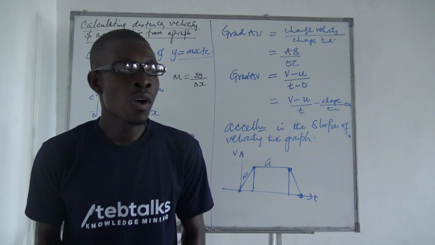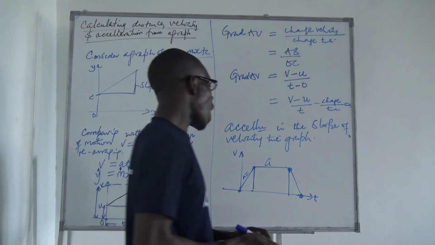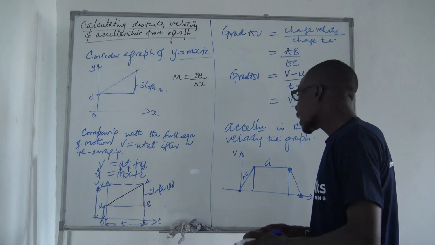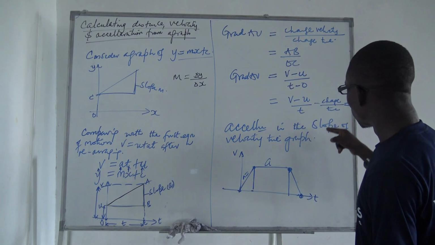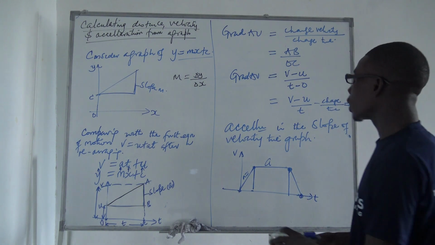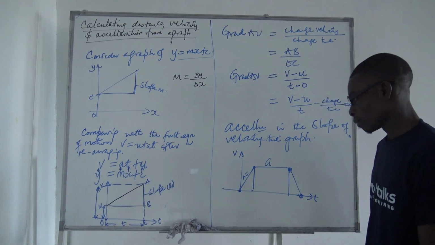Or if you are not getting it, we shall look at more clarity in our next example. But before that, put in your mind that acceleration is the slope of the velocity-time graph. If you want to know acceleration, calculate the slope of the velocity-time graph.